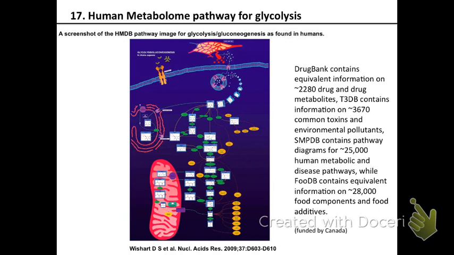All right, so this is just one metabolite from the most famous pathway. There are other metabolites that the Human Metabolome Database contains. Some of these are basically drugs or drug metabolites, so similar to drugs. There are about 3,000 something common toxins and environmental pollutants, and a bunch of pathway diagrams that are linked to metabolomic diseases. And 28,000 food components and food additives.